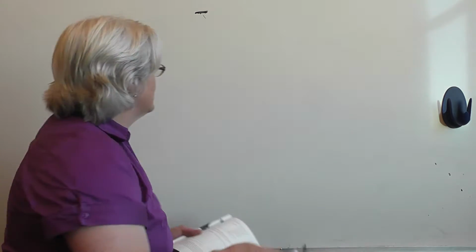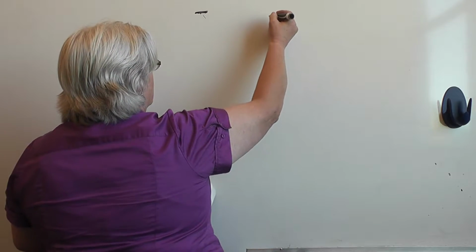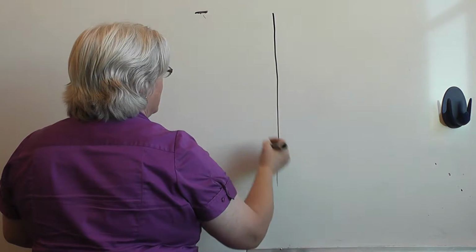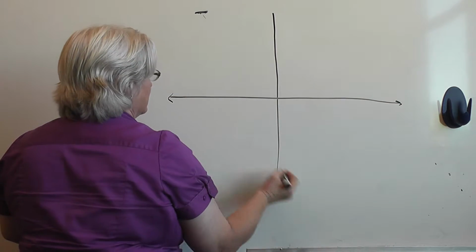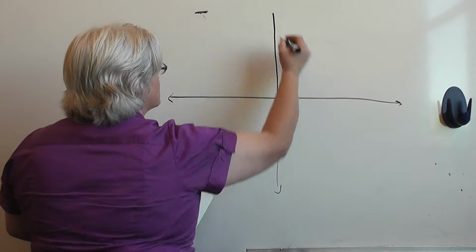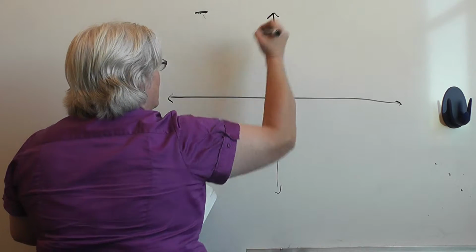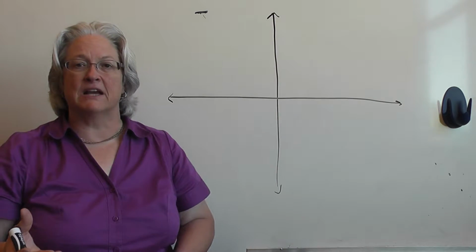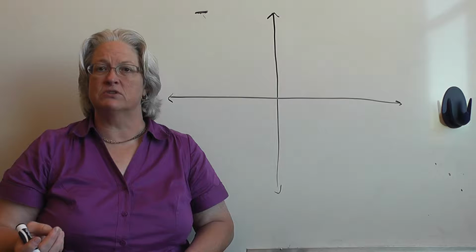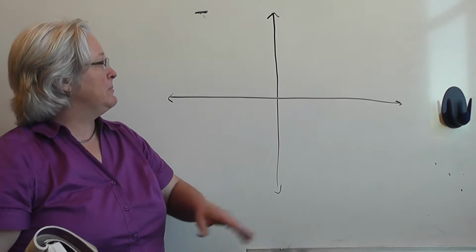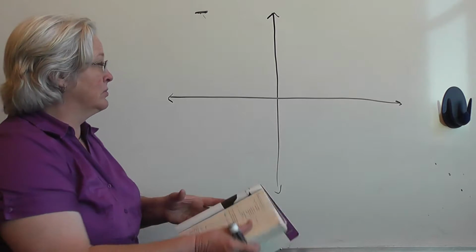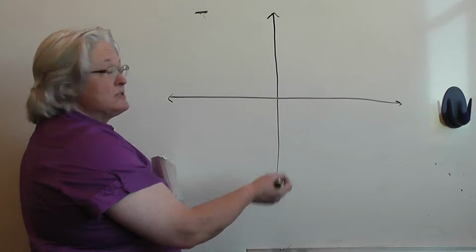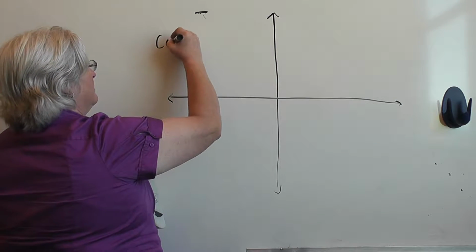Now, a relation is a way that you can lump two different pieces, two different sets of information together. And you can describe relations using a graph, using set notation, or using ordered pairs. But before you can do a graph, you have to be able to understand what the Cartesian coordinate system is. So this is a graph of the Cartesian plane.